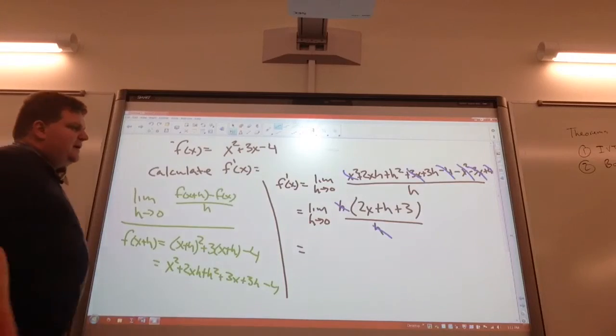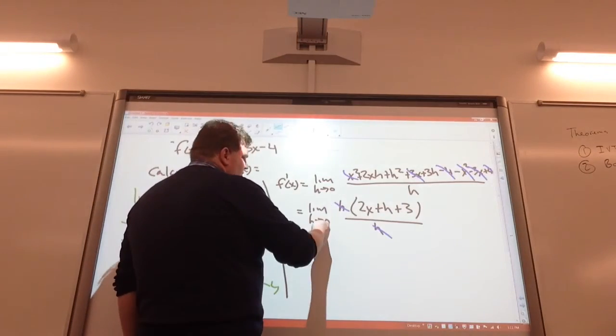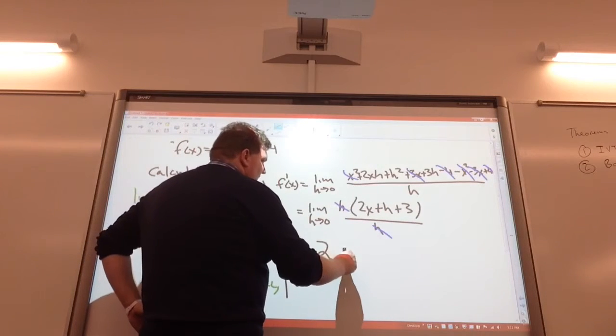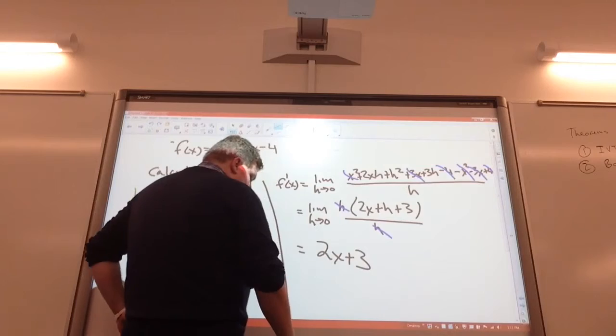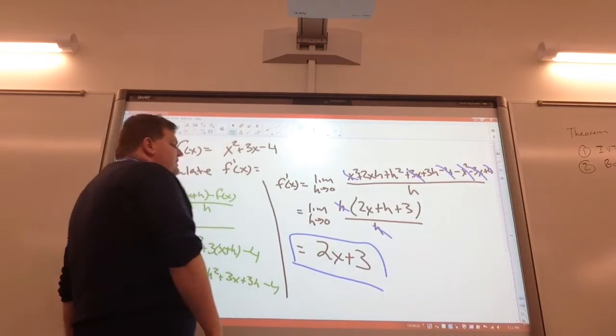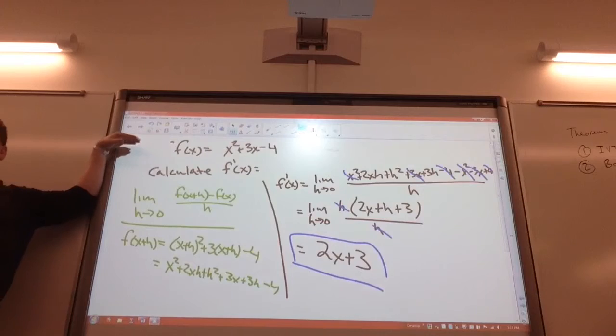And you'll get it every time. But we get to right here. I can actually take this limit now, can't I? What happens when I put 0 in for h now? What am I left with? 2x plus 3. So what I've done there is found an equation for the derivative, basically an equation which will model the slope of a tangent line for any point in the original function here.